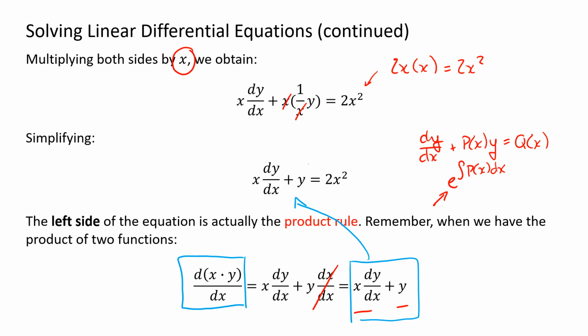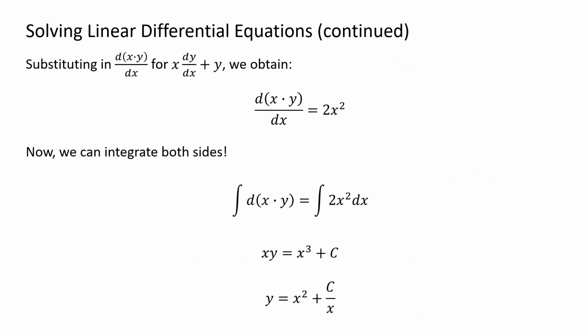Okay, so when you look at the product rule, it's the derivative of the function x times y with respect to, in this case, x, right? Because all of our functions are x. So what we do is, like I said, instead of what we had on the left-hand side, which was x times dy by dx plus y, we substitute in that original form for the product rule. So the derivative of the two functions, x times y with respect to x, right? Because it's the same thing.